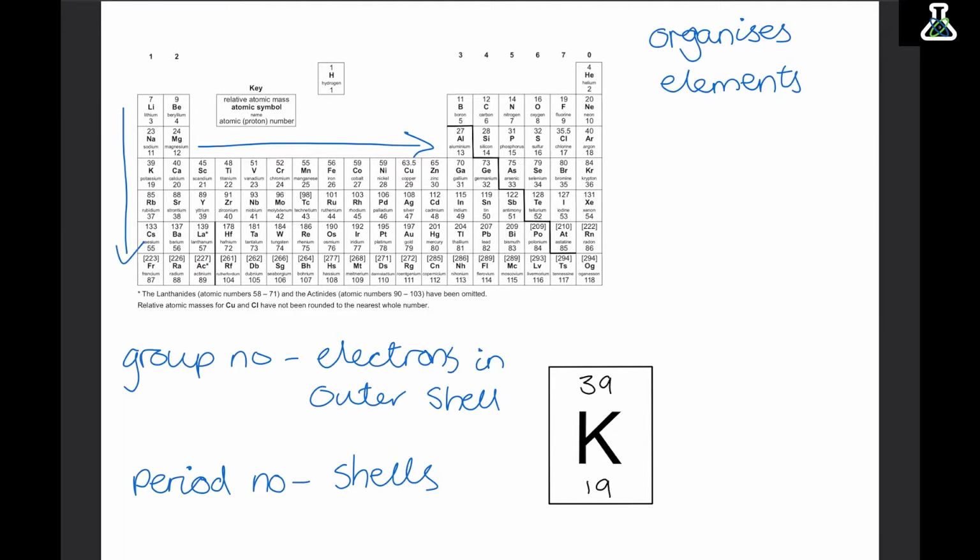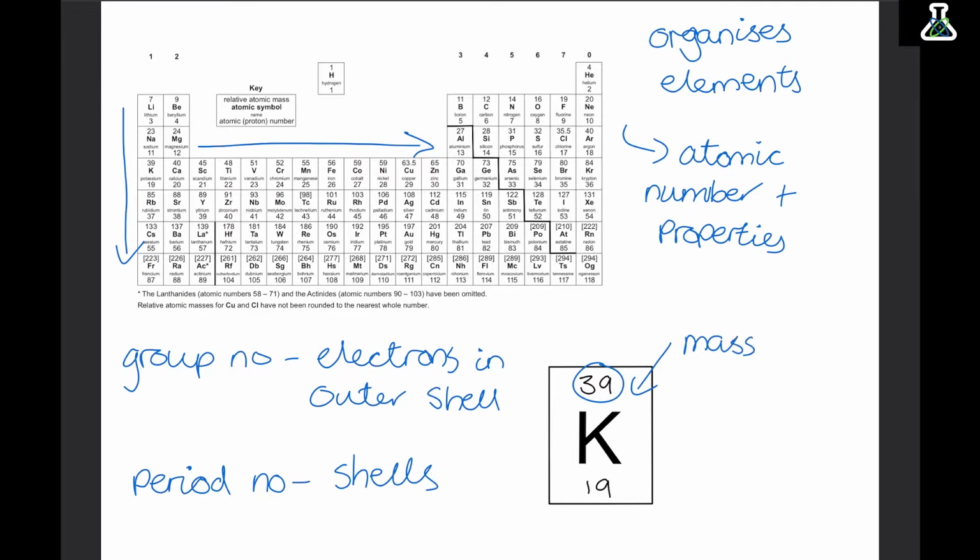Now the elements are organised by atomic number and the properties that they have. So elements that are near each other on the periodic table will have similar properties. Now we can use the periodic table to find a number of things. We already know that the group number tells us the electrons in the outer shell, and the period number tells us the shells. But we have the mass number, which tells us how heavy the atom is, the symbol, which tells us what atom we're looking at, and then the atomic number.